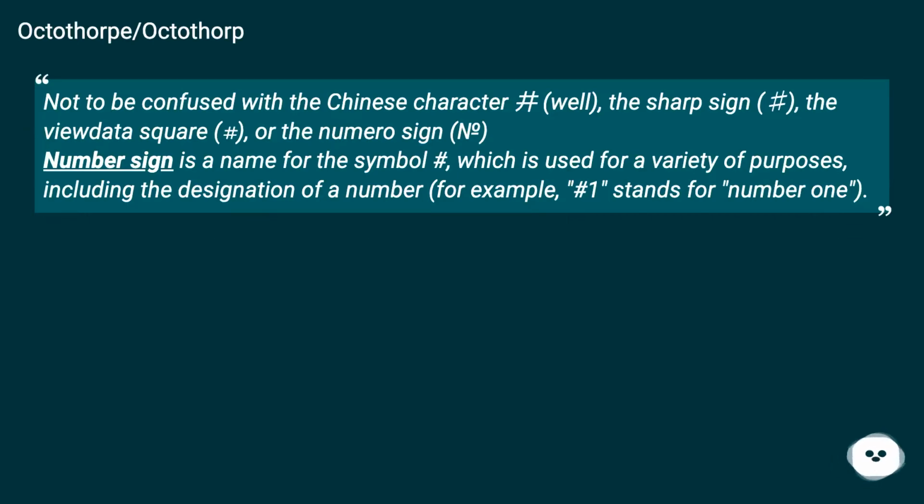Octothorpe. Not to be confused with the Chinese character jing, well, the sharp sign, the view data square, or the numero sign. Number sign is a name for the symbol hashtag, which is used for a variety of purposes, including the designation of a number. For example, #1 stands for number 1.